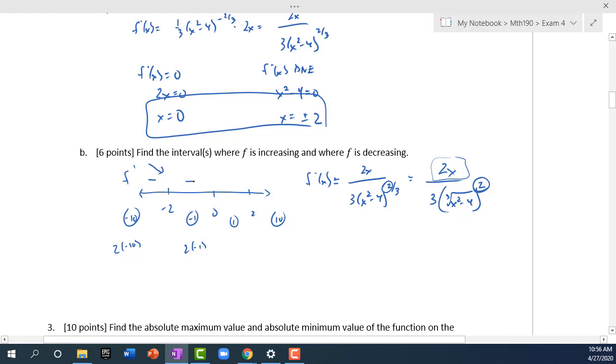2 times negative 1, that's negative, also decreasing. 2 times 1, positive, increasing. And 2 times 10, positive, increasing. So f is decreasing on the interval. Now let's see. Oh, that's an f prime.